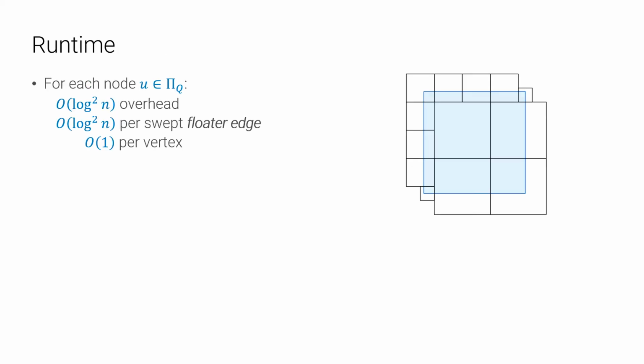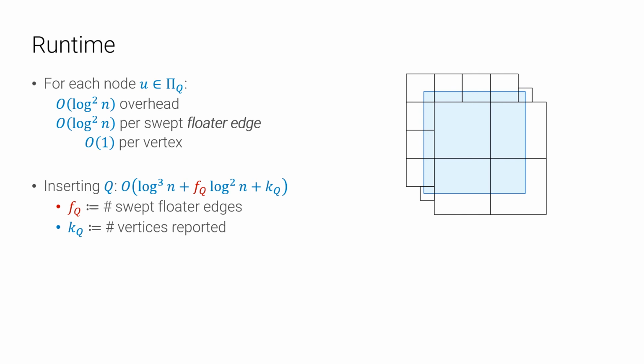So let us recall that when we're inserting square Q, we take these log n nodes of the quad tree, call them pi q, whose cells at these nodes are partitioning Q. And within each one of them, we're doing a sweep. That was the algorithm we just described. So in a single cell, we spend log square n overhead plus log square n time for each time that the sweep stopped, which occurs when we're sweeping over an edge of a floater. And then we spend constant time per vertex change.